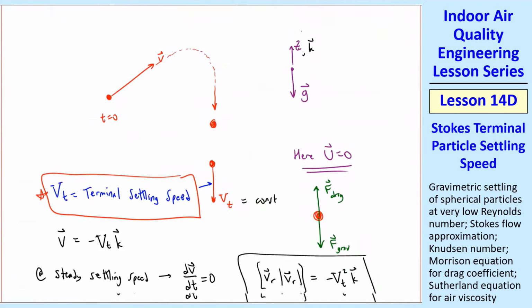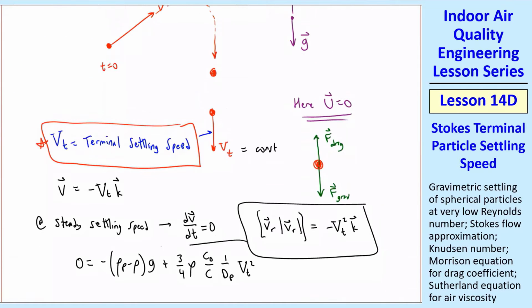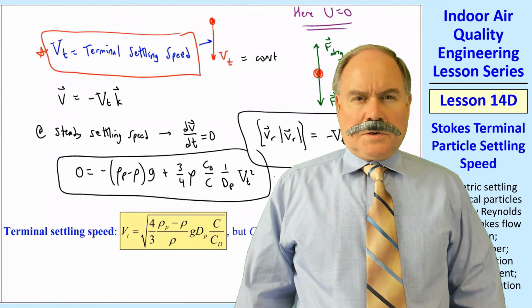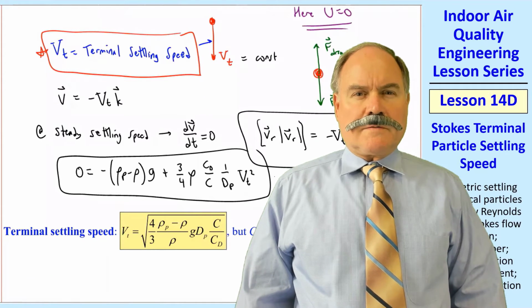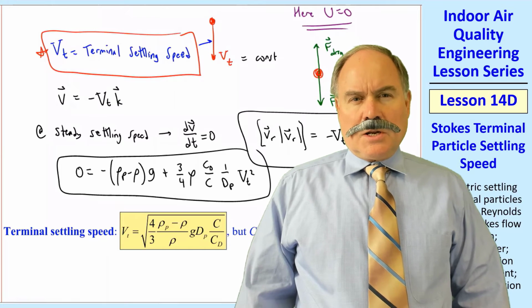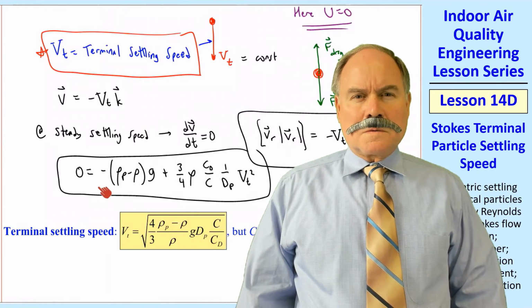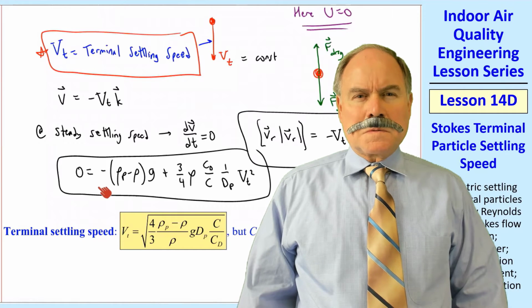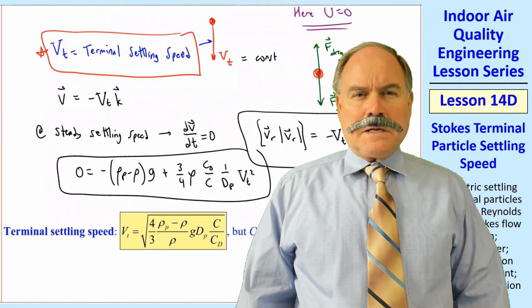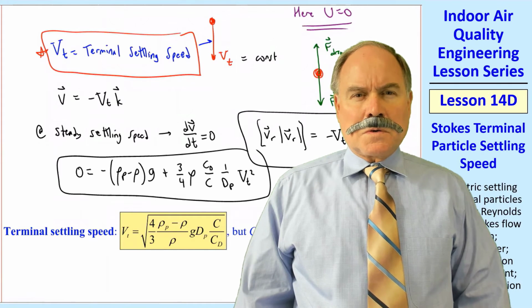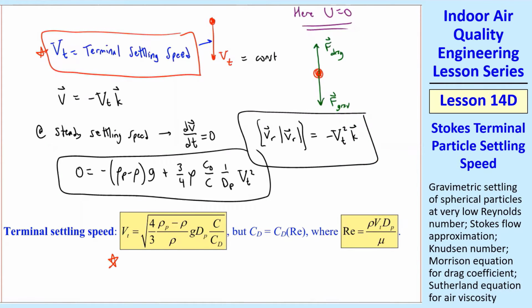So a little bit of algebra, and we get this equation, which we can now solve for Vt. But, sir, the previous equation was a vector equation, and this is a scalar equation. Yes, you're right, Sean. This is in the z direction, which I forgot to mention. Okay, thank you, sir. This is the terminal settling speed for a particle that's falling in still air.